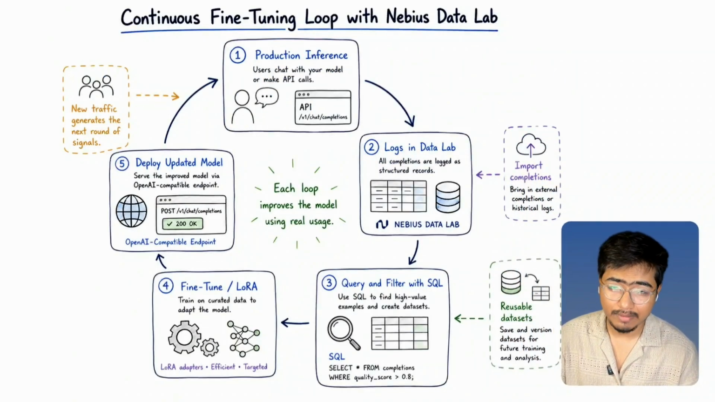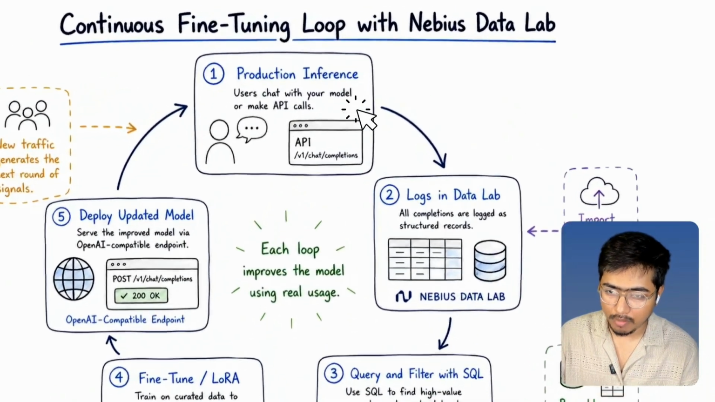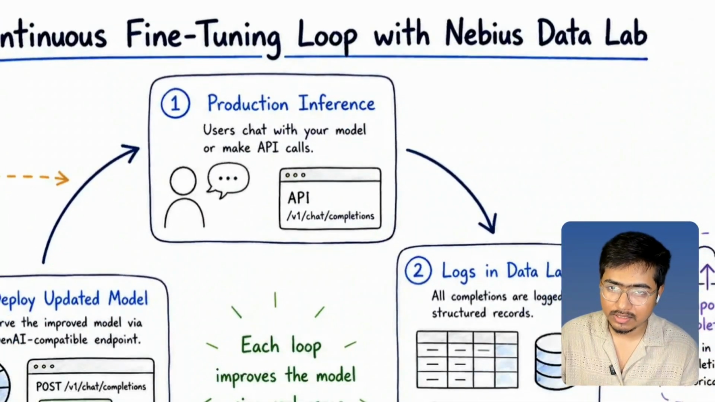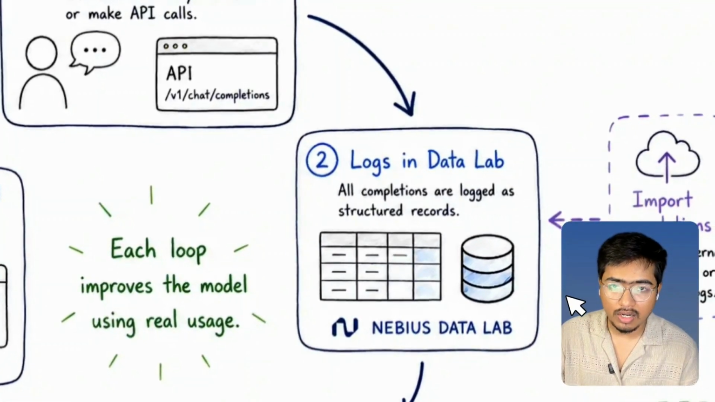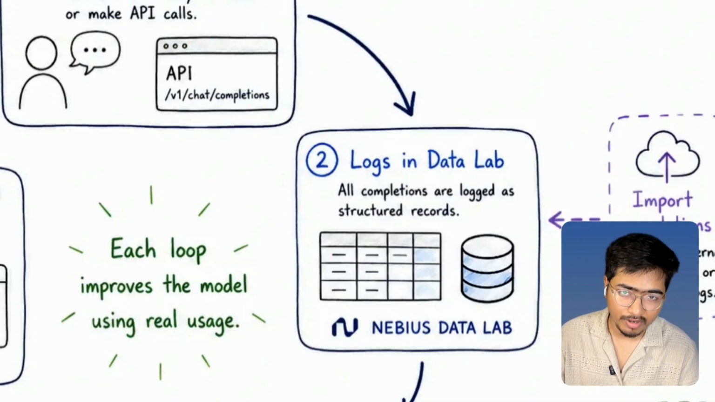So the idea is to have a continuous fine-tuning loop so that models can improve based on real world use and latest production data using Nebius Data Lab. The idea is simple. You are getting new traffic from the users, you are getting new prompts, you are getting incomplete questions, some weird words coming in as prompts. All data is getting logged into Nebius Token Factory because you are using Nebius token models.